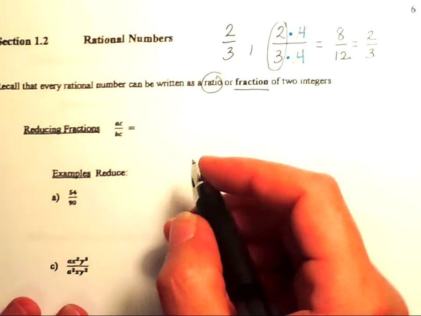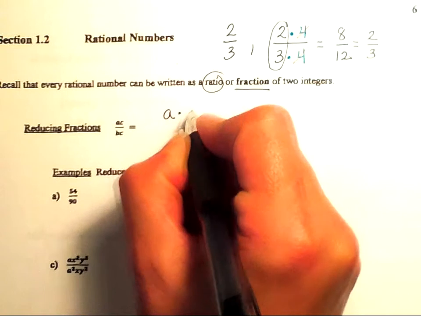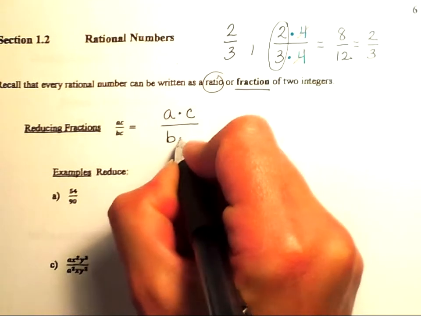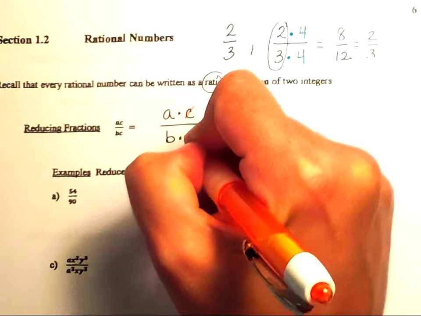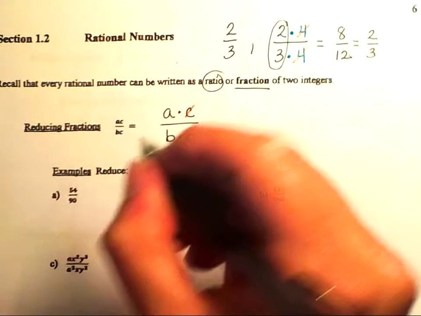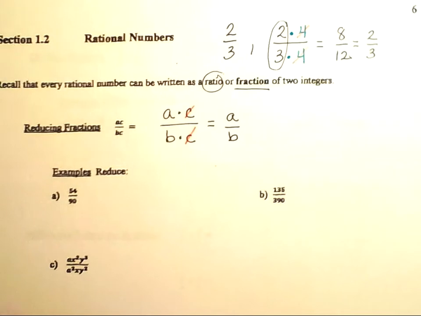So in general, if we have two things being multiplied, I'm going to write this a little bit bigger, A times C over B times C, and there is a common factor, it is best to cancel that common factor first, and then the reduced form of the fraction will just be the remaining factors.